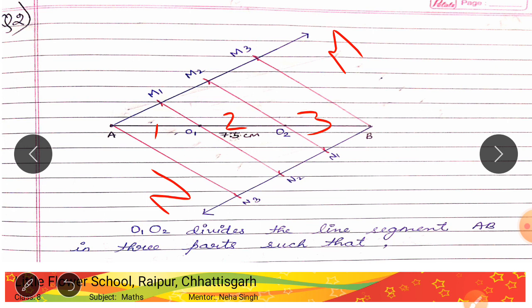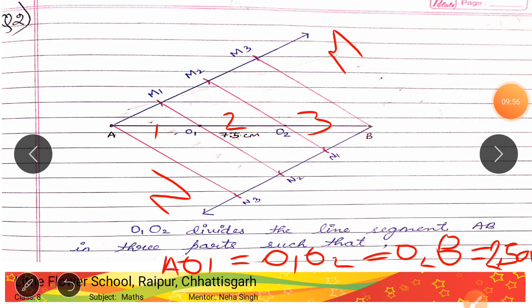Now since it is divided into 3 equal parts, we will measure what the 3 parts are. See here, O1 and O2 divide the line segment AB in 3 parts such that AO1 equals O1O2 equals O2B. So you write it here, AO1 equals O1O2 equals O2B. They will be equal, since we have to divide it into equal parts and we have divided in equal parts. So the measurement will be 2.5 centimeter.